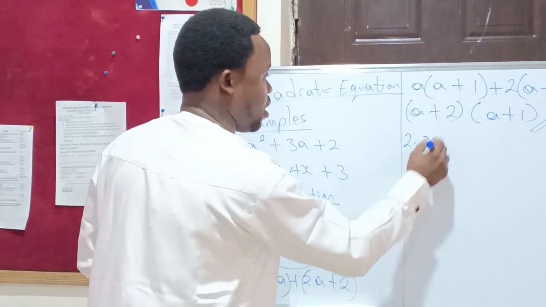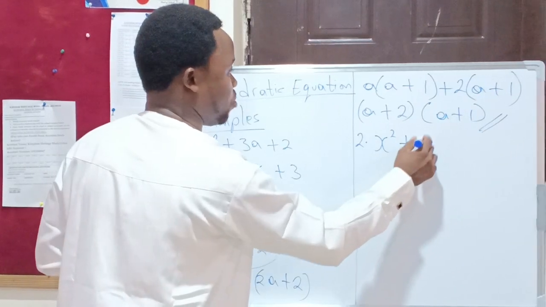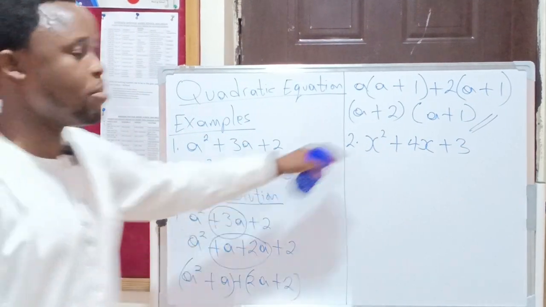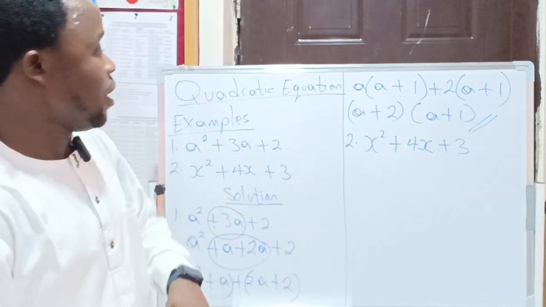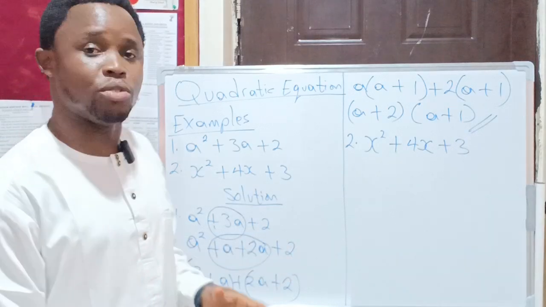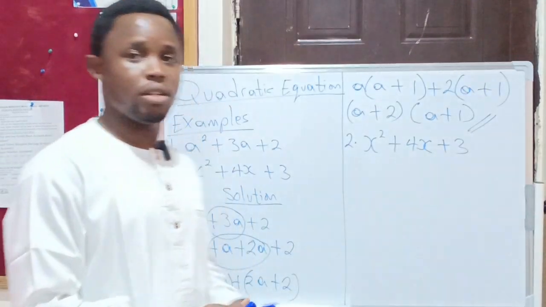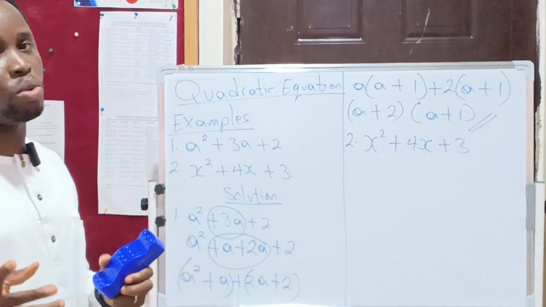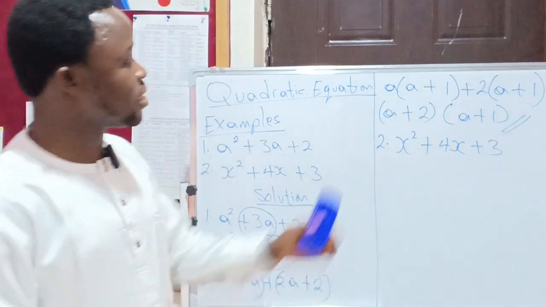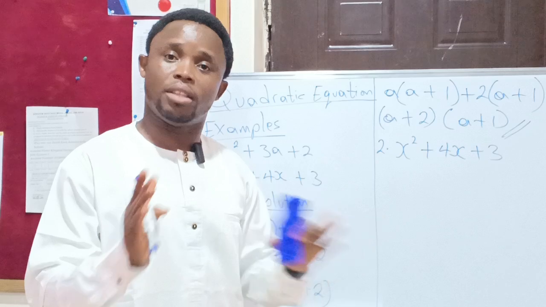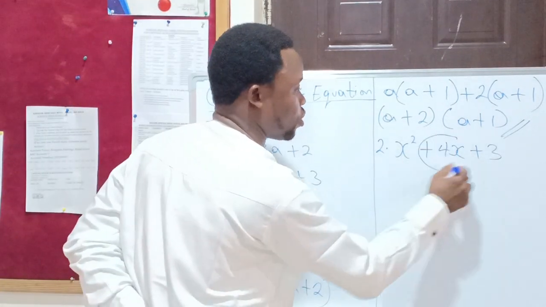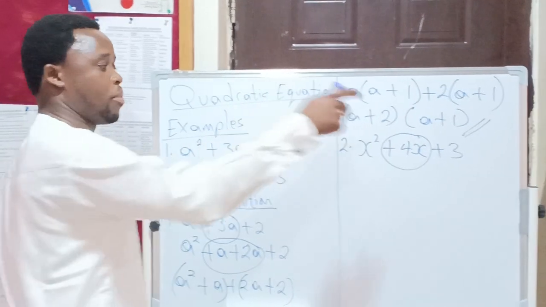It says s squared plus 4s plus 3. The same thing, I need two values that when I multiply them, give me 3, and when I add the two values, give me plus 4s. Now, you can't say 2 times 2, because 2 times 2 will give you 4. The only thing we can say is 3 times 1, which will give us 3, and 3 plus 1, which will give us 4.